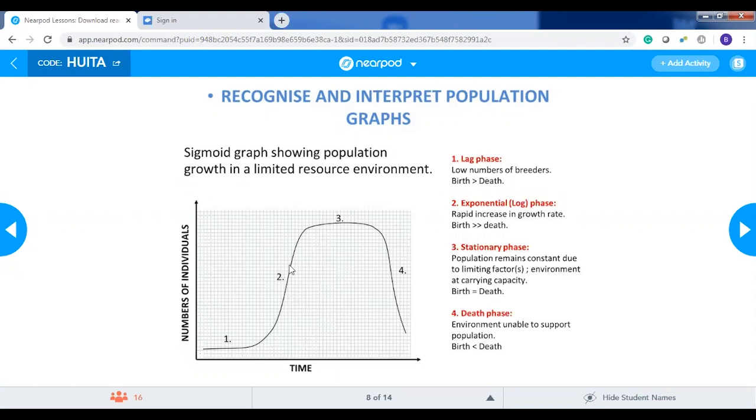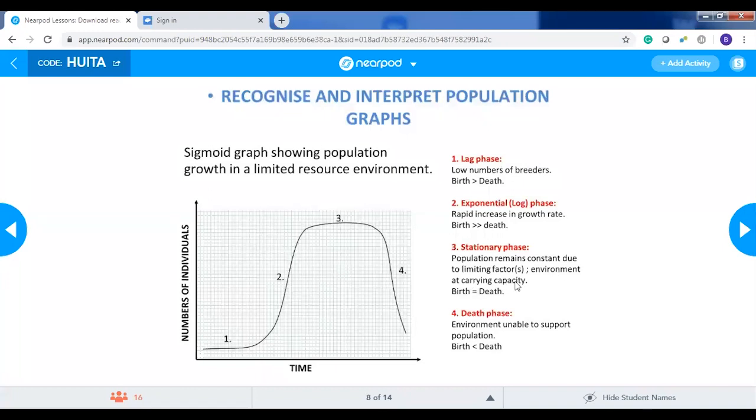And after the population finishes this exponential phase, this rapid increase of growth, then the third phase that a population will go through is called the stationary phase. If you see here, we don't have too much growth. It is when the birth rate and the death rate, which are 2 factors that affect the size of a population, are equal. The environment cannot support more individuals from this population, and we say the population has reached the carrying capacity of the environment.